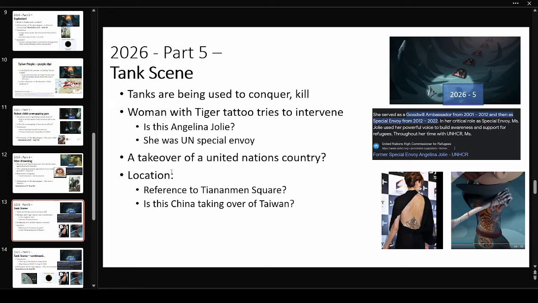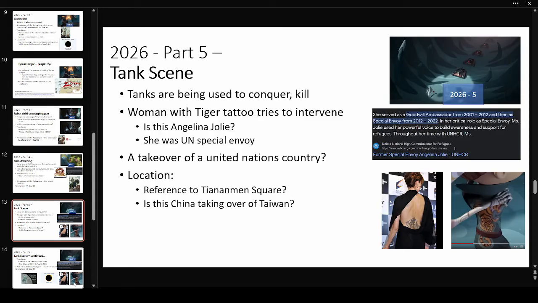So is this a takeover of a United Nations country? Could this be a reference to Tiananmen Square? I think that's obvious, right, with the tank scene. So is this China's takeover of Taiwan or the region?